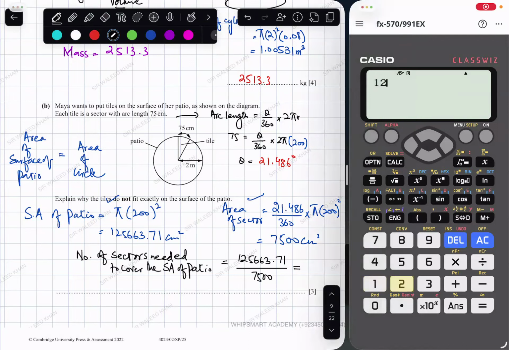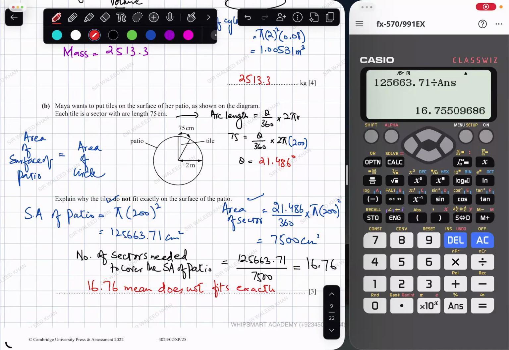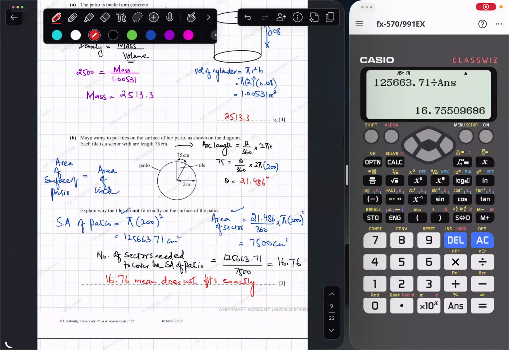So 125,663.71 divided by 7500, the answer we have is 16.75. So you can see it's not fitting completely, right? So this means it does not fit exactly. Through the calculation, you can explain it like this.